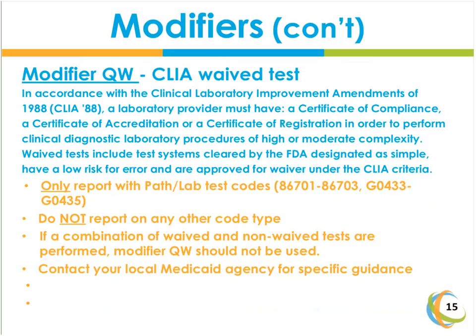The next modifier is Modifier QW, which also means CLIA waived test. So again, it follows the same criteria that Modifier 92 has that we just discussed. You just want to make sure you contact your local Medicaid agencies for specific guidance. The one distinction, though, between Modifier 92 and Modifier QW is that if an encounter requires performing a waived test and a non-waived test, you should not be utilizing this modifier.